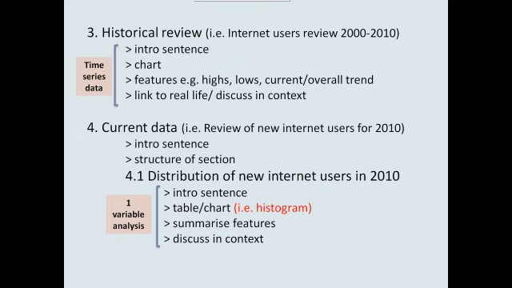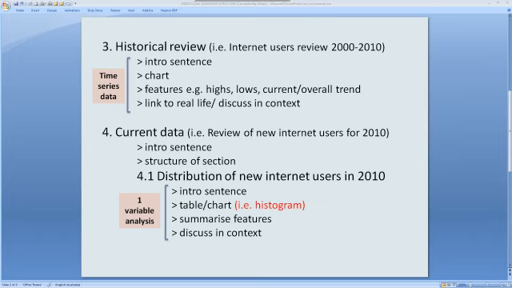But this raises an interesting question of whether the growth in new Internet users is consistent at a global level or whether it varies from country to country. This could then be followed by a sentence to indicate the structure of the section, such as, in this section, the levels of new Internet users during 2010 across a sample of 160 countries will be investigated, and as well, the possible factors influencing these levels will also be explored.